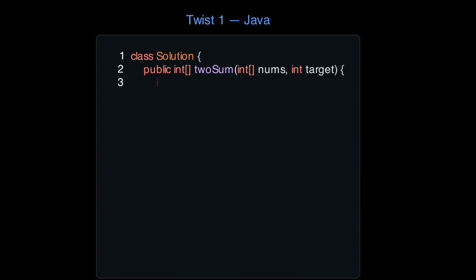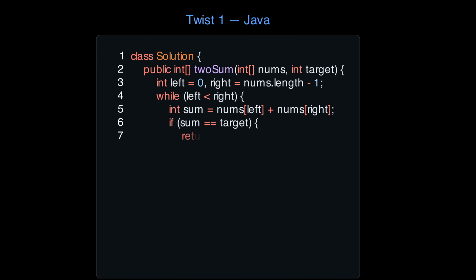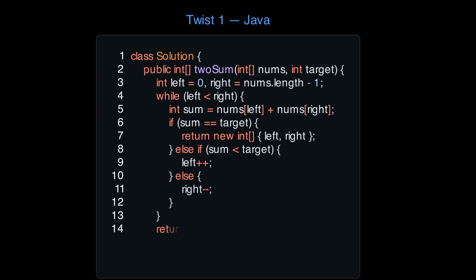Code it up. 2 ints, left and right. While left less than right, compute the sum, branch on equality and ordering. Match returns immediately. Sum less than target, left plus plus. Greater, right minus minus. Each pointer moves at most n times in total, so the whole thing is linear, and we never allocate beyond the 2 ints.